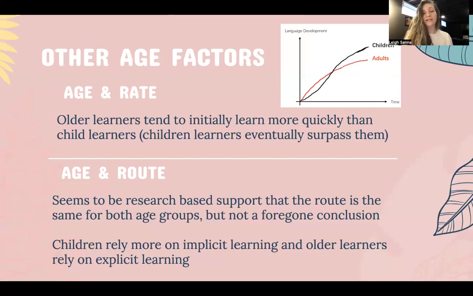Age en route, so this is how they get to their final language learning destination. It seems that the research supports that the route is the same for both age groups. They follow the same trajectory. However, we see that children rely more on implicit learning, and older learners rely on explicit learning. Like we talked about a second ago, the explicit learning is, oh, okay, nouns, verbs, adjectives, whereas the children just hear and listen and see, and they make connections in their brain without that explicit, this is a noun, this is a verb, etc.